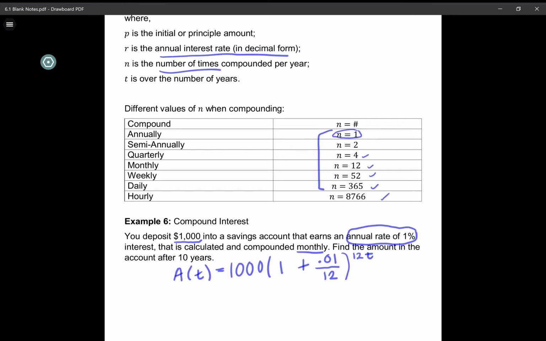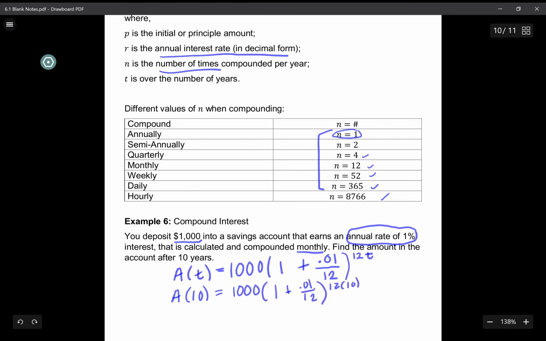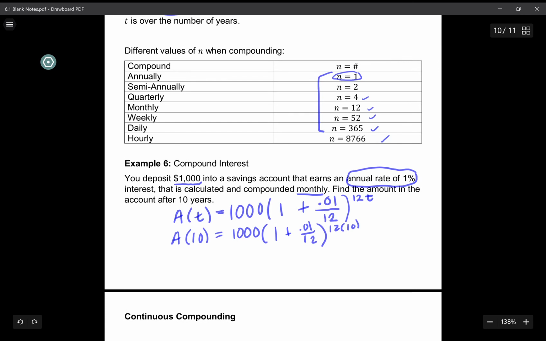We need to find the amount in the account after 10 years. So we're using our model and plugging in 10. A of 10 equals 1,000 times 1 plus 0.01 over 12 to the 12 times 10. So the first place we need to work is inside the parentheses using our order of operations. And inside the parentheses, we need to do this division first. So we're going to take 0.01 and divide it by 12. And you get a really small number. It's 0.000833333. Leave that alone in your calculator.